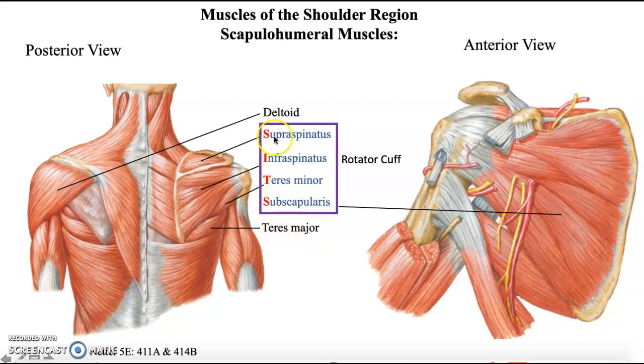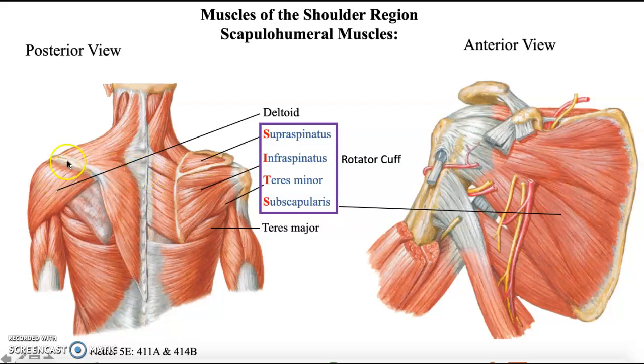Of those 6 muscles, 4 of them, supraspinatus, infraspinatus, teres minor, and subscapularis, form a group called the rotator cuff, because they form a musculotendinous cuff around the shoulder joint. That's why they got this name, rotator cuff. They are also called the SITS muscles, with the first letter of each muscle, S-I-T-S.